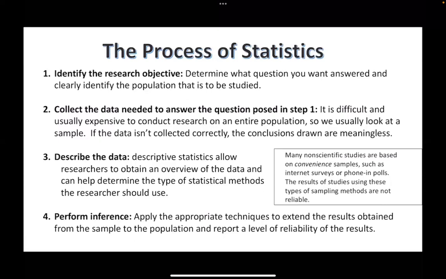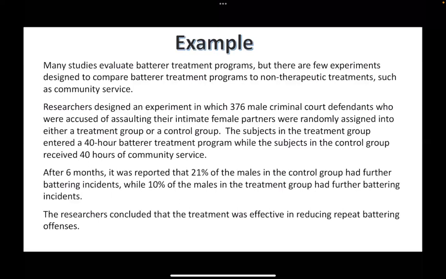All right. So we're going to see an example of a study, and I'm not going to just read this. I'm just going to kind of tell you the study because this is a lot of words. This is like a big wall of words. So this study was about batterer treatment programs. It's specifically for male batterers, male defendants who assaulted their intimate female partner. So domestic abuse between male and female, where the male was the person who assaulted the female.